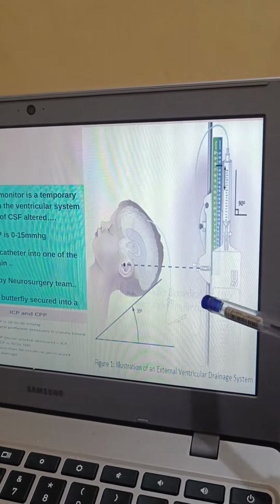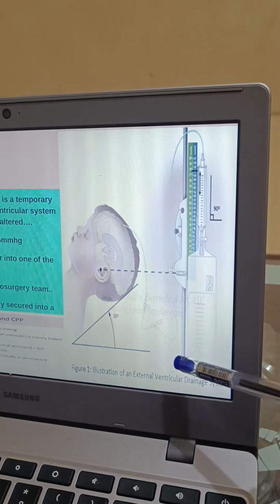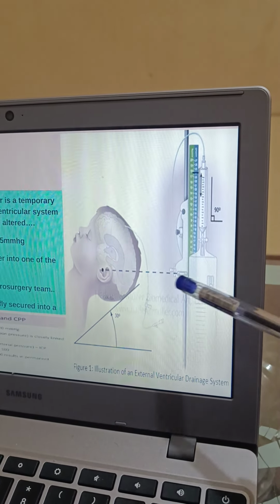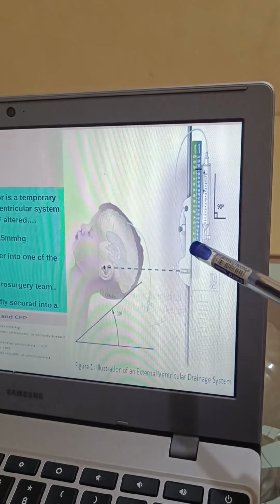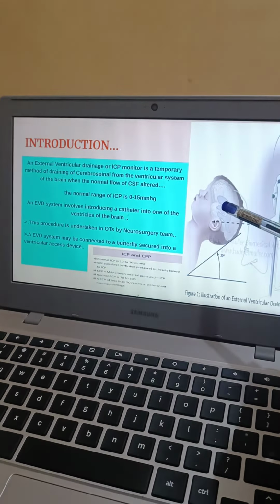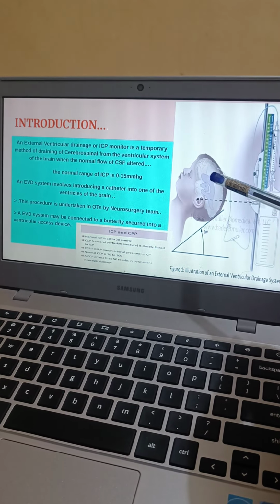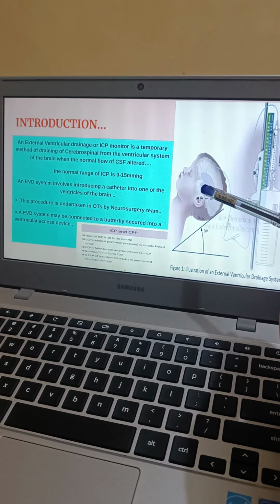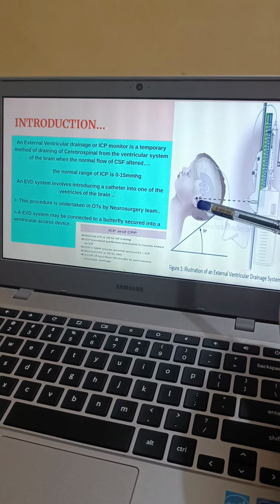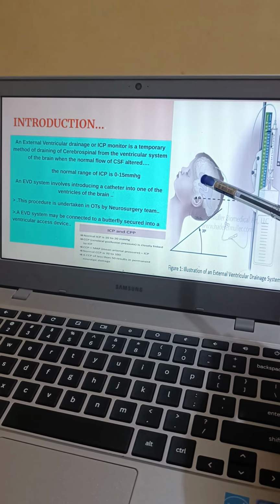This is the ICP manometer we are using, along with the drain connection, the EVD, and everything. We will discuss this. The lateral ventricles are the main ones; they secrete most of the CSF, and most of it is reabsorbed.